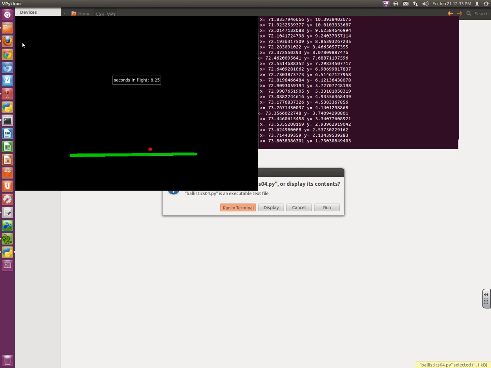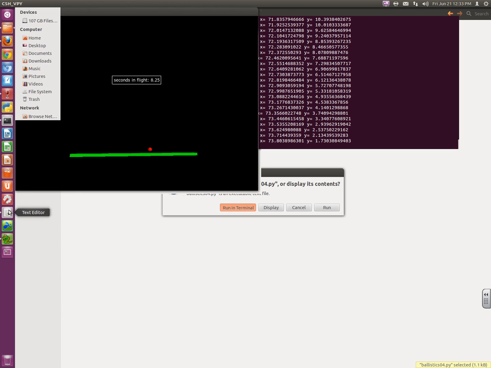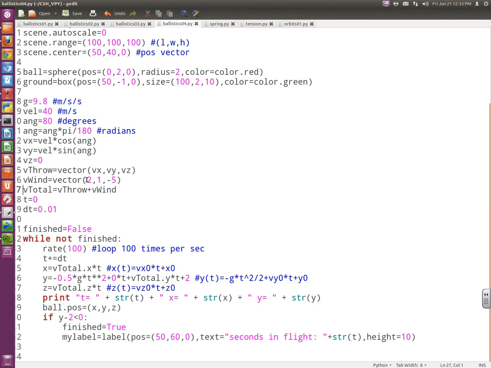Also, look at what the wind was. In the x direction, 2 meters per second, in the y direction, 1 meter per second. So it's pushing it to the right and up, and then to the left. This is the z direction.